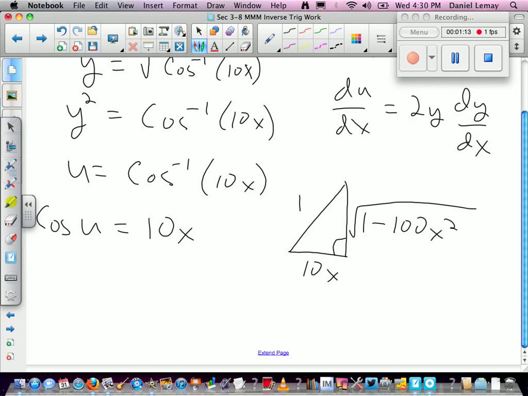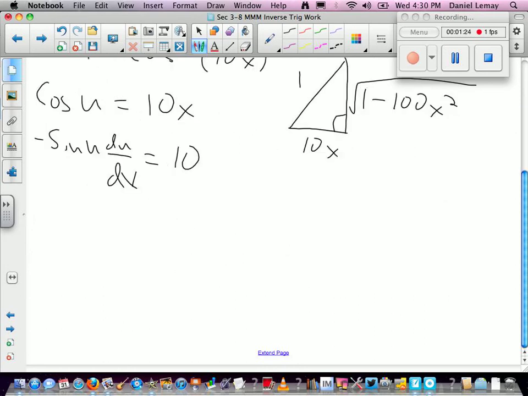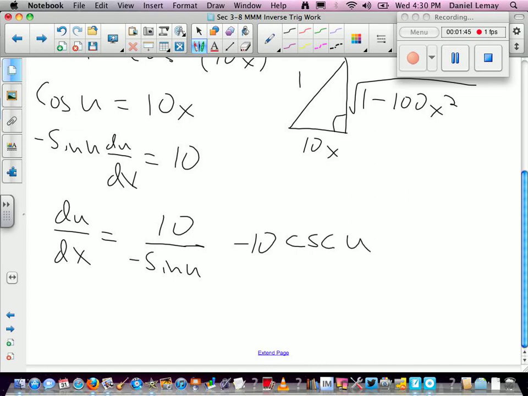So now we're going to come back and do the derivative. The derivative of cosine is negative sine u du dx equals the derivative of 10x, which is just 10. And then I'm going to divide both sides by the negative sine of u, and I know that the reciprocal of sine is cosecant, so I'm going to write that as negative 10 cosecant of u.